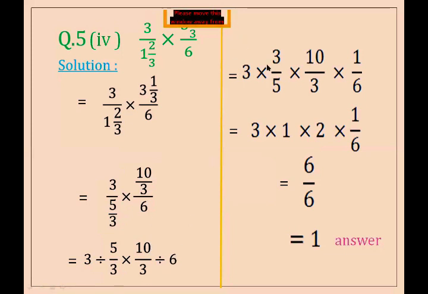Now students, here we convert the divide signs into multiplication signs, meaning taking the multiplicative inverse. 3 multiplied by 3 upon 5 multiplied by 10 upon 3 multiplied by 1 upon 6. Is any cancellation possible? Yes students, 3 ones are 3 and 3 ones are 3, 5 ones are 5 and 5 twos are 10. So the remaining numbers are 3 multiplied by 1 multiplied by 2 multiplied by 1 upon 6. Now 3 ones are 3, 3 twos are 6, and 6 ones are 6. 6 upon 6, the final answer is 1.